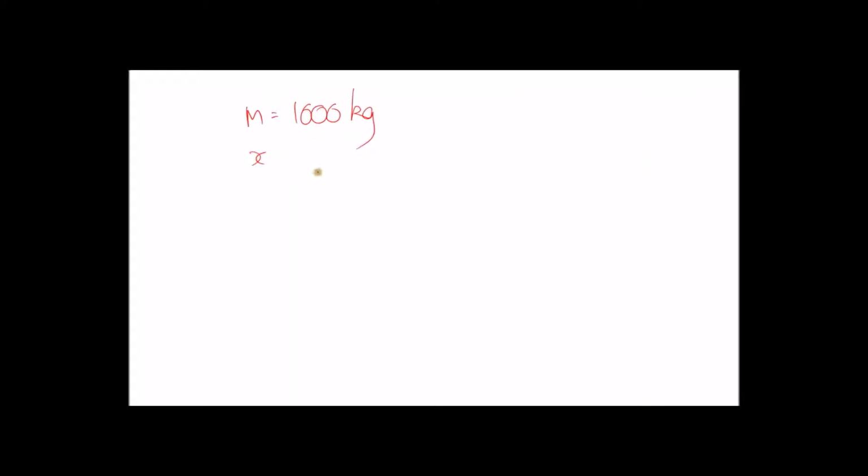We know m equals 1,000 kilos. We know the height of the platform is 20 meters. Now, we can calculate something from this because gravitational potential energy is mgh, so it is 1,000 times 10 times 20, so we have 200,000 joules. So this is the first part of what we need to do.